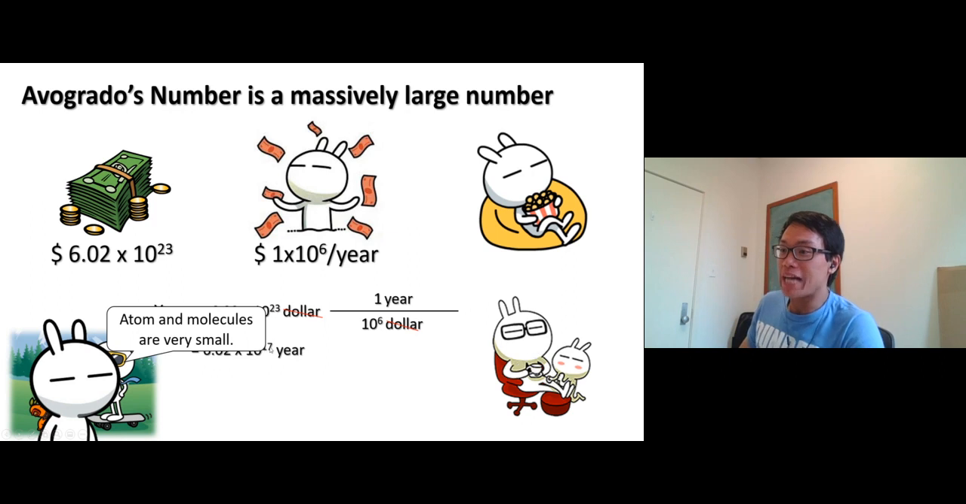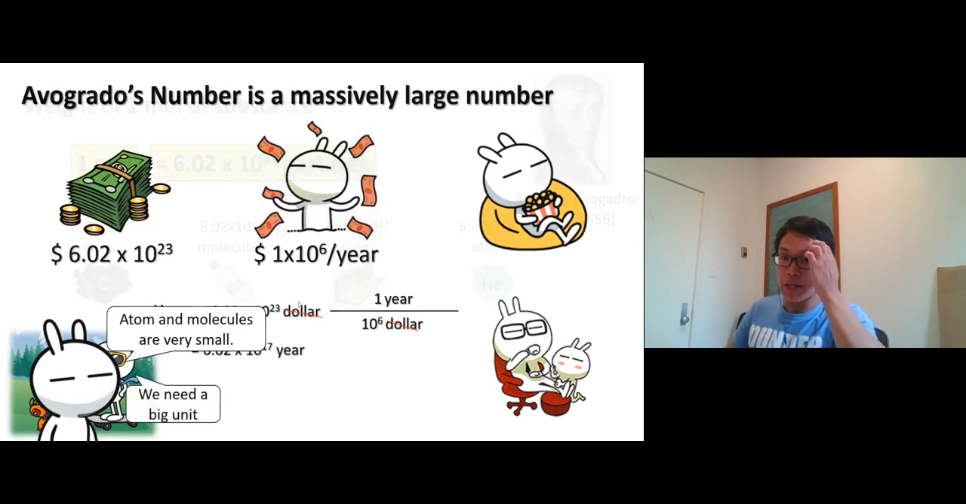That's because atoms and molecules are super teeny tiny, very small particles. That's why we need a quantity that can represent these small particles. This unit is really big, and Avogadro's number does just that. So we need a big unit.